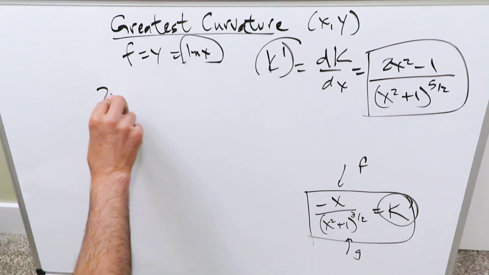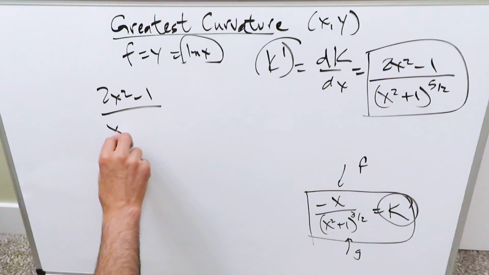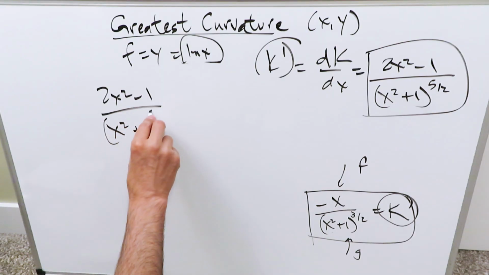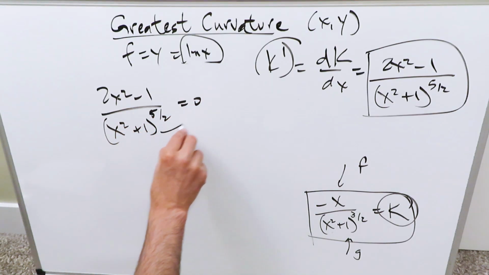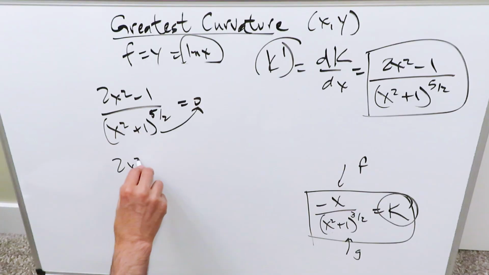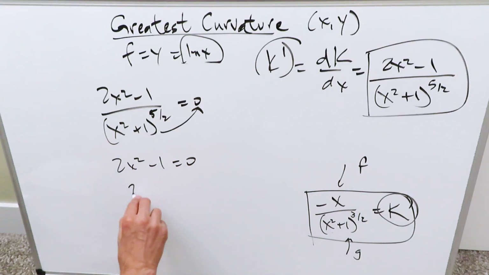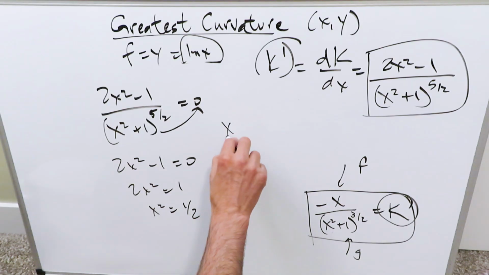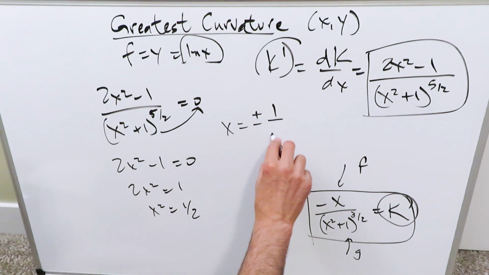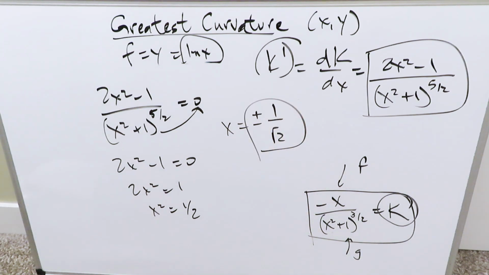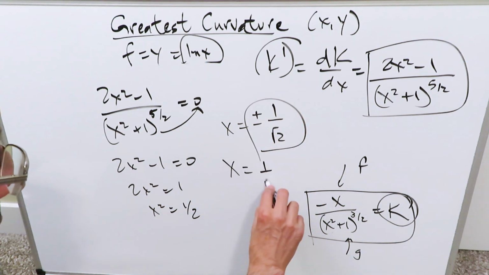I have here 2x squared minus 1 over x squared plus 1 to the power of 5 over 2 is equal to 0. You push this on the other side, it zeroes out. I have 2x squared minus 1 is equal to 0. 2x squared is equal to 1 and x squared is equal to 1 over 2. And x here is equal to plus and minus 1 over root 2. You're solving for x. But I'm going to throw out the negative value. I know now x is equal to 1 over root 2.